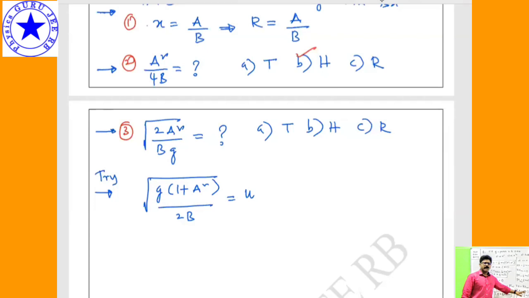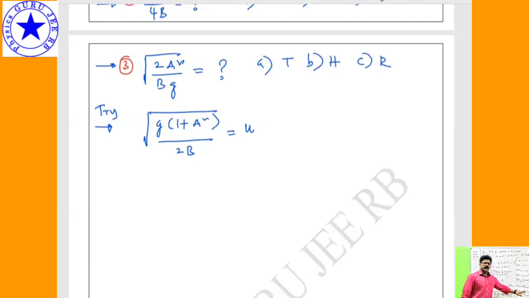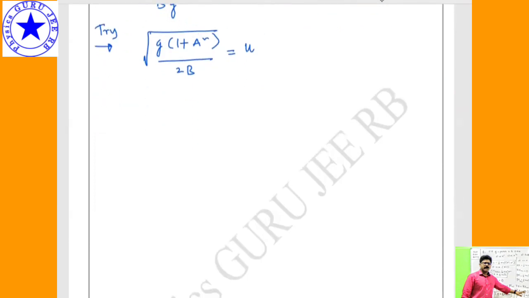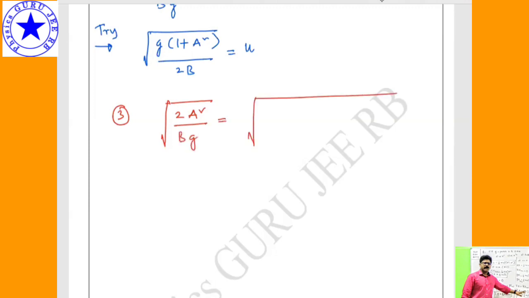Yes. Let me solve. Under root of 2a square by b into g. I'm going to calculate the third one. Under root of, what we require? Under root of 2 into a square, 2a square divided by b into g. So now I'll take under root of 2a square.